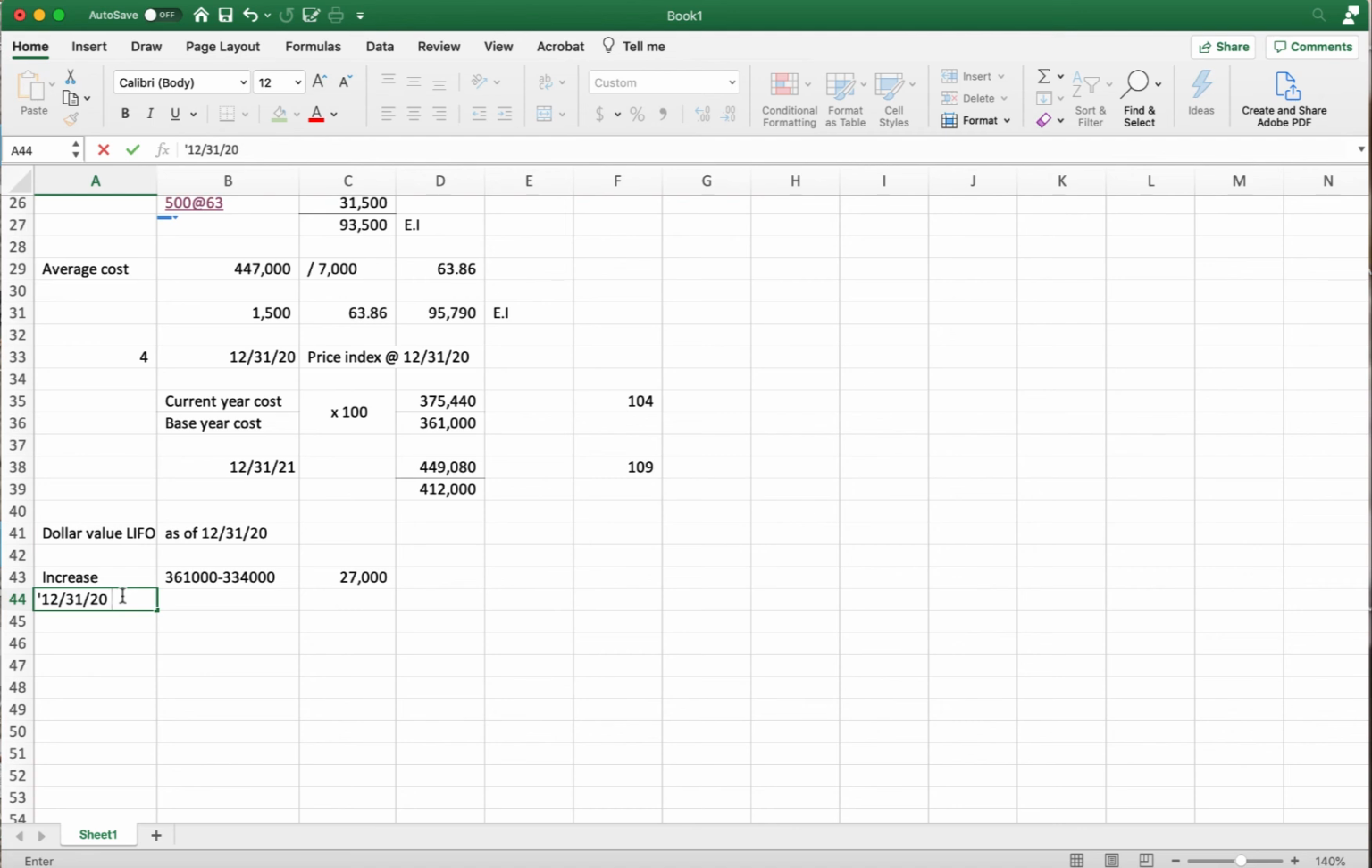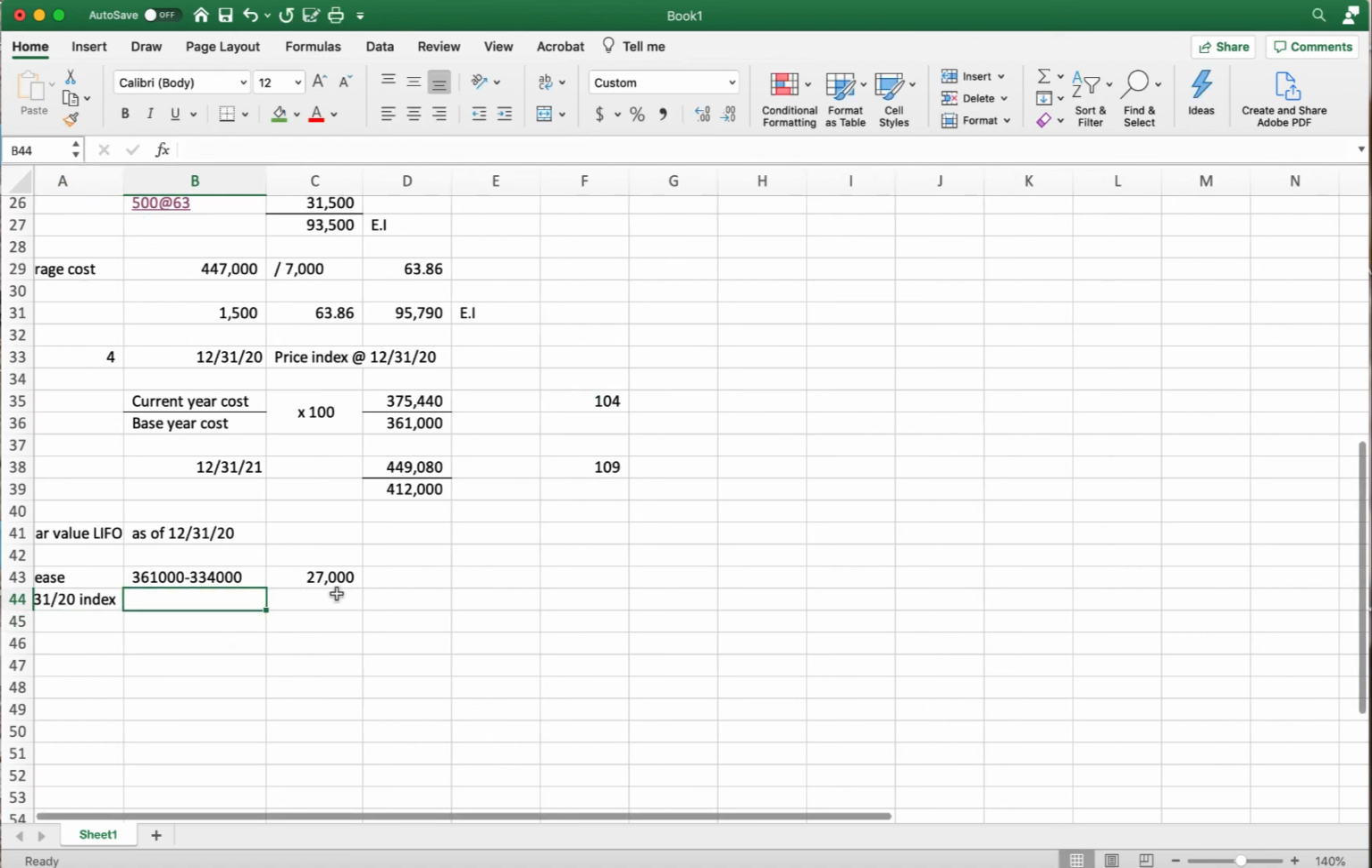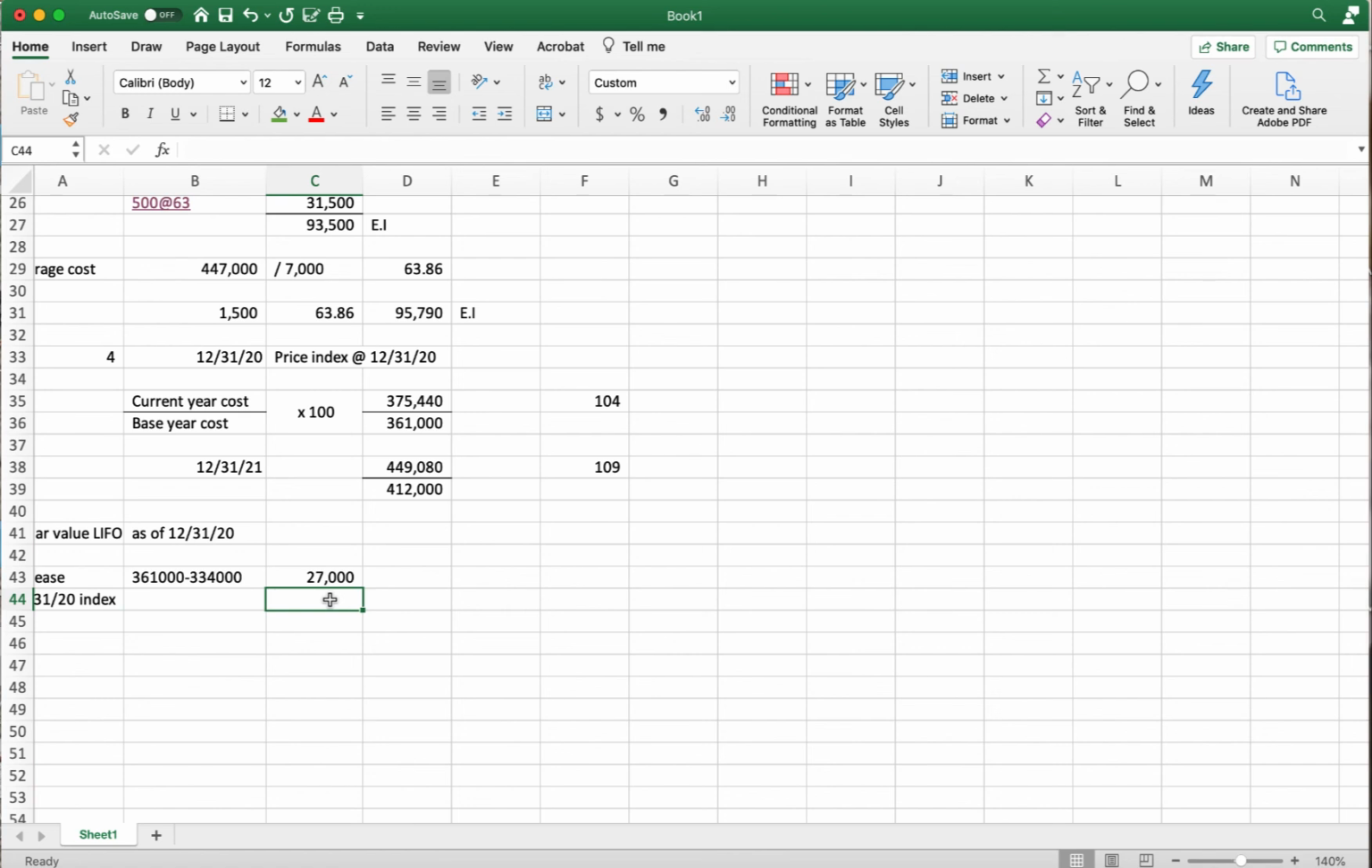Now what I need to do is multiply my 12/31/20 price index, which I already calculated over here as 104, or 1.04. When I multiply these together, I get 28,080. This is my 2020 layer.